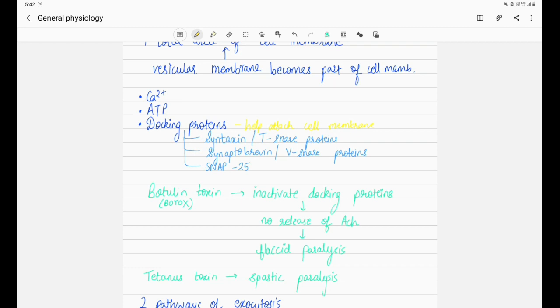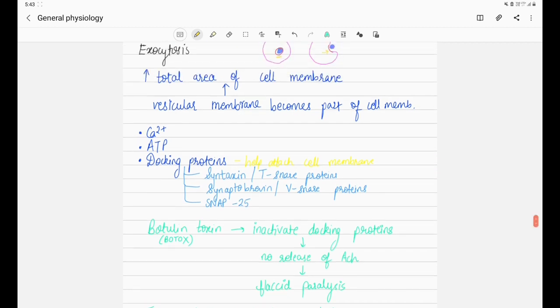Now you will study ahead that Botox or botulinum toxin causes flaccid paralysis. How does it cause flaccid paralysis? This is because Botox inactivates the docking proteins. And you know that there is exocytosis of acetylcholine at the neuromuscular junction. We have studied it in nerve physiology, or you will study it in nerve physiology further.